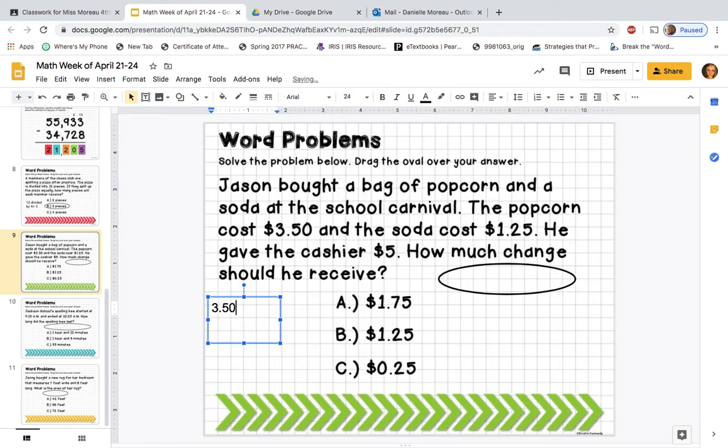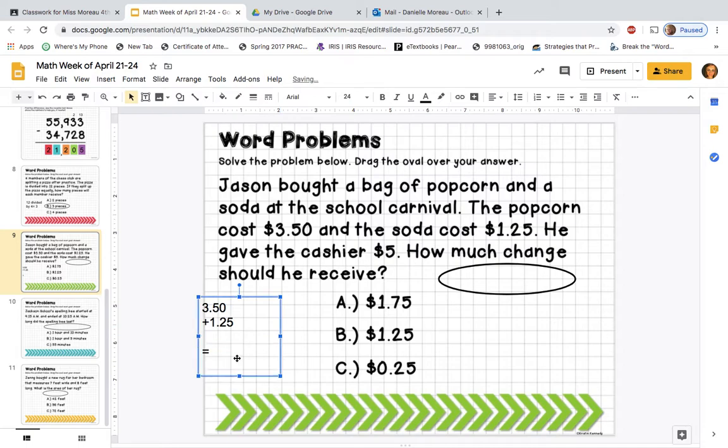So he spent $3.50 on his popcorn plus $1.25 on his soda. So if we add this up, 5 plus 0 would equal 5. 5 plus 2 would equal 7. Then we have our decimal point there. And then 3 plus 1 would equal 4. So altogether, Jason spent $4.75.